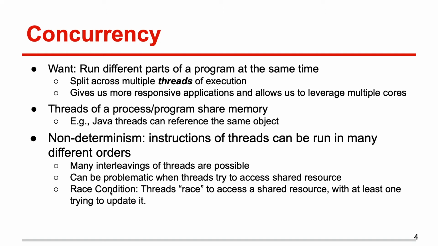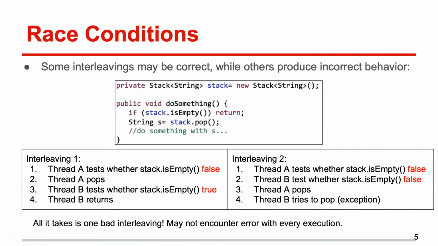In particular, we outlined this problem, race conditions, that might arise when threads essentially race to a shared resource, and at least one tries to update it. While some interleavings might be correct, there may be some interleavings that actually produce incorrect behavior. The example we provided during lecture was with the stack.